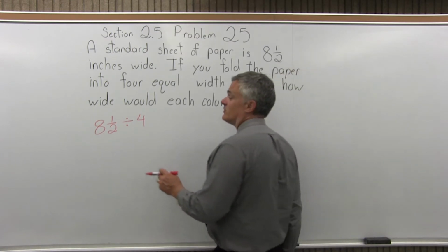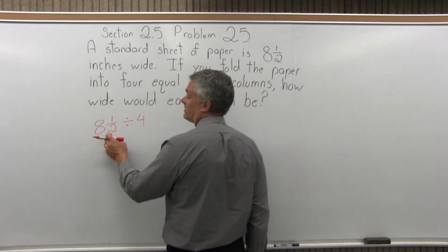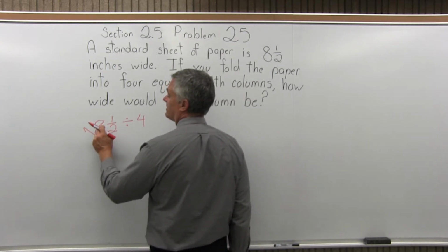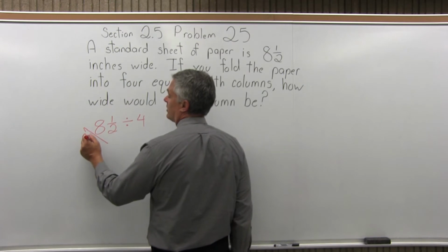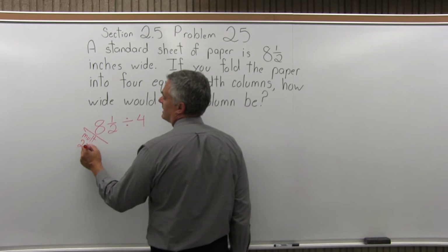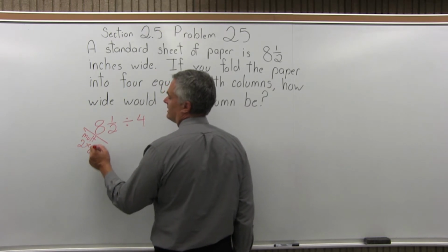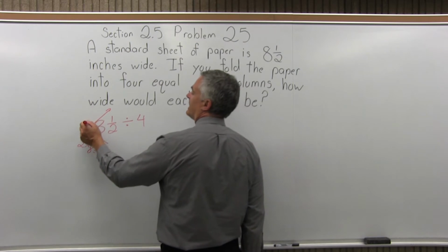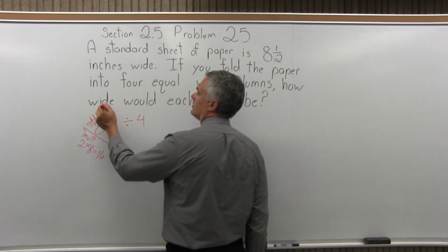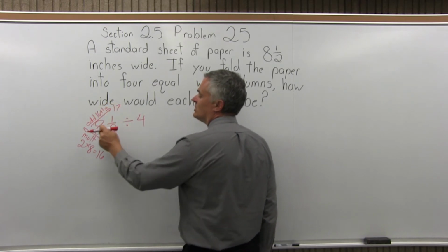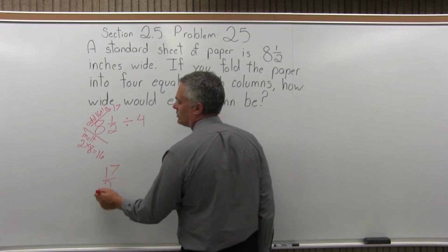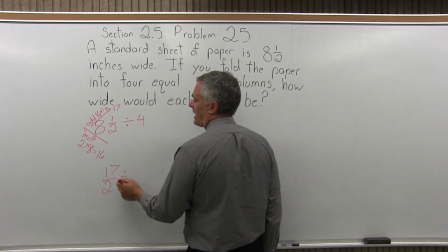So to do this division, first I have to convert the 8.5 into an improper fraction. To do that, I will multiply the denominator times the whole number in front. So I will multiply 2 times 8, which is equal to 16. And then I'll take the result of that and add to the numerator. I will add 16 plus one more for the numerator, which is 17. So 8.5 can be written as 17 over 2 divided by 4.